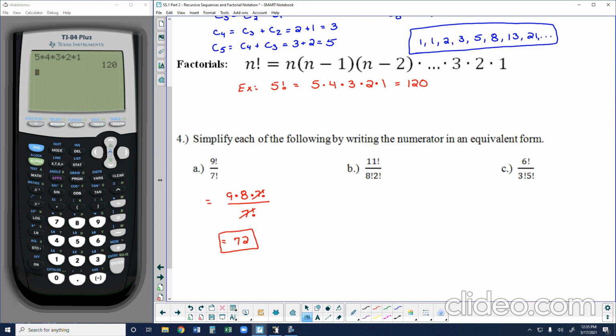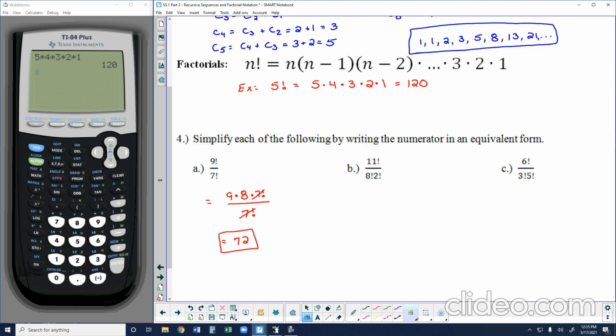So what we can do here is rewrite the numerator to match the denominator as factors and simplify, and then be able to evaluate a more simple expression. Let's take a look at problem number 11.